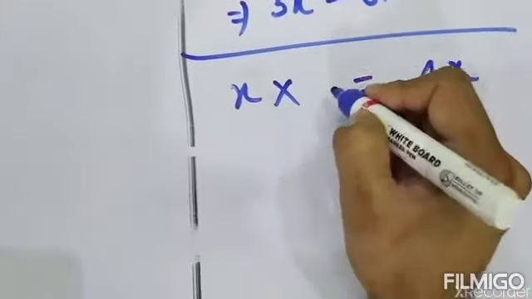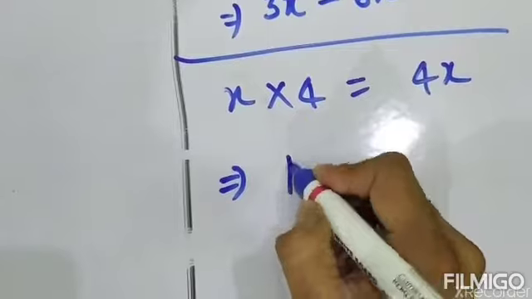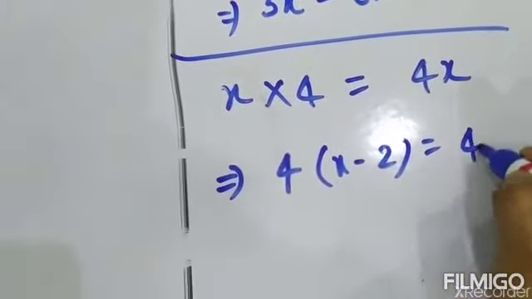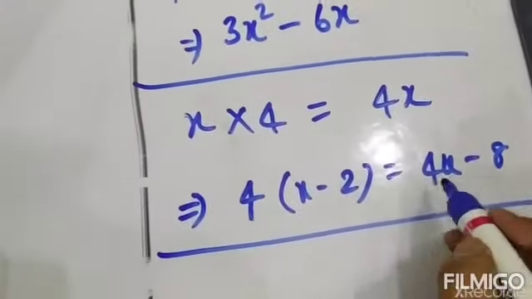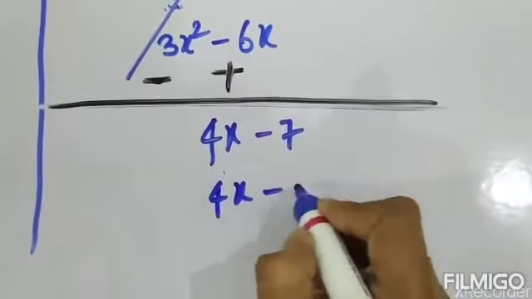At what number we are going to multiply? 4. So 4x. So now we are going to multiply 4 with what? X minus 2. So 4x minus 8. This is 4x minus 8. Now we are going to write here 4x minus 8. Here I am going to write 4x minus 8.